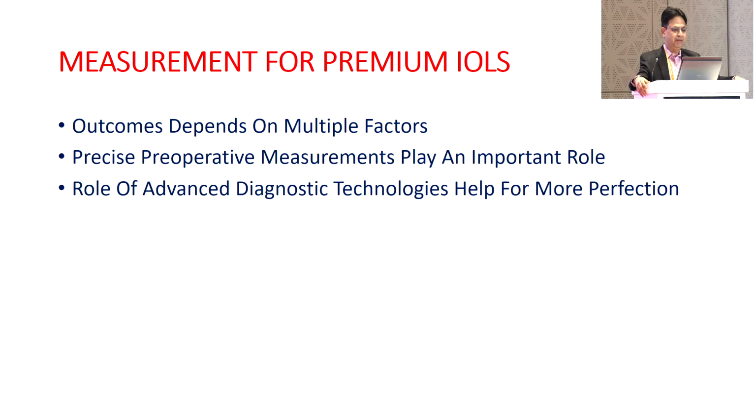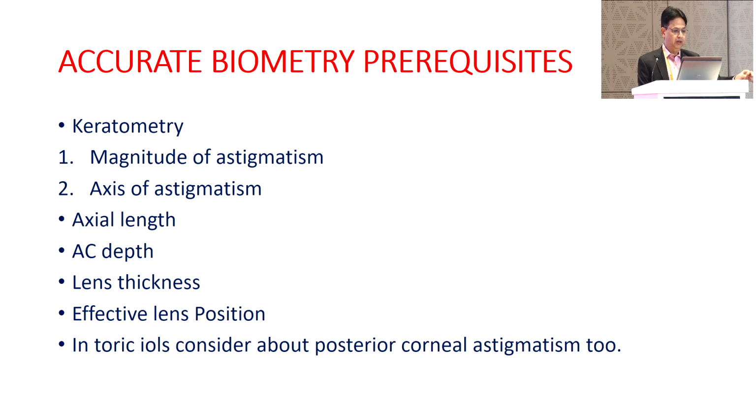Now, measurement for premium IOLs, as Dr. Shehbaz sir has already told, the outcome depends on multiple factors, because precise preoperative measurements play a very important role. And the role of advanced technologies helps more for perfection. Keratometry: we have to measure not only the magnitude but also the axis of the astigmatism. Since new formulas are based on parameters like axial length, AC depth and other things, lens position, we have to take into consideration.